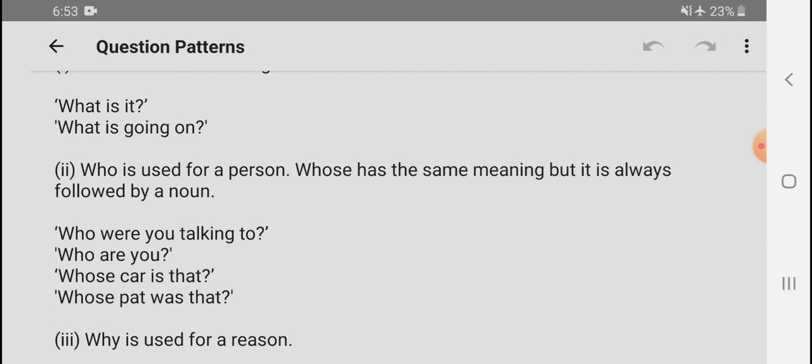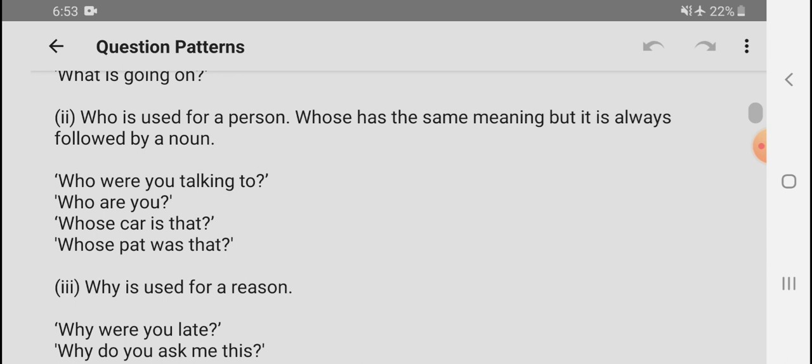Who is used for a person. Whose has the same meaning, but it is always followed by a noun. Who and whose जो है same चीज़ है. Who is used to inquire about a person. Whose भी same है, but it takes a noun after it. So, who were you talking to? Who are you? In these two examples, we are talking about the person.